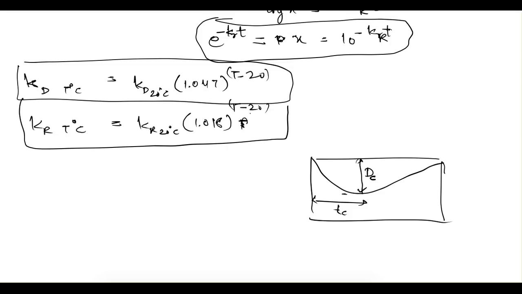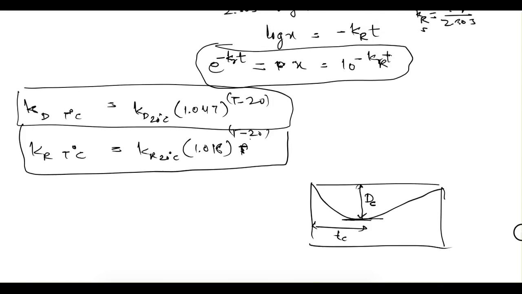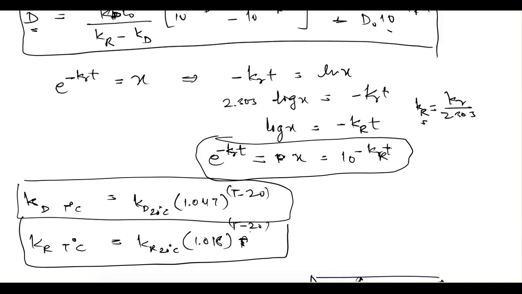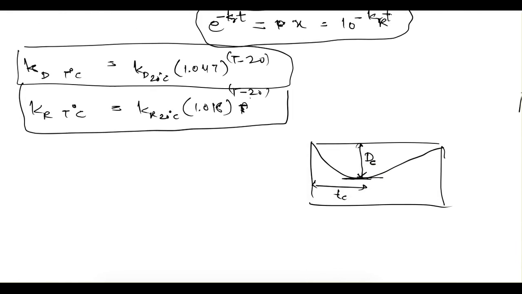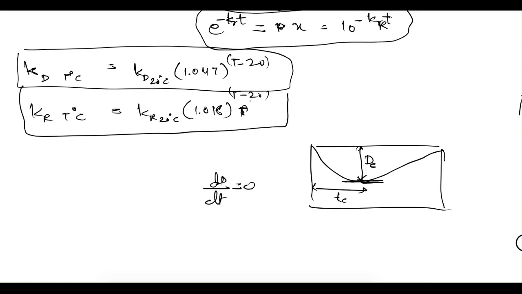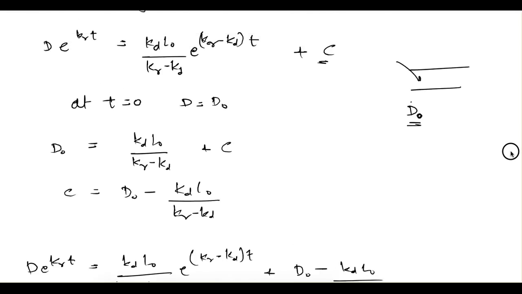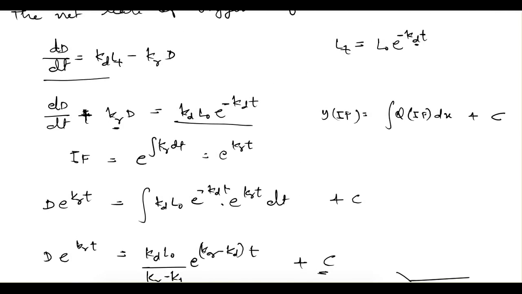So here, if you are differentiating this equation of D, at the critical point dD by dt should be equal to 0. So if you do this, we already have this equation, dD by dt, we can simply put 0. From here we'll get kd into Lt is equal to kr into D. So from here, this is Dc, that is the critical oxygen deficit. It is equal to kd upon kr into Lt.